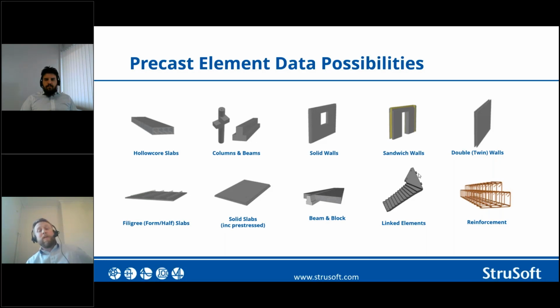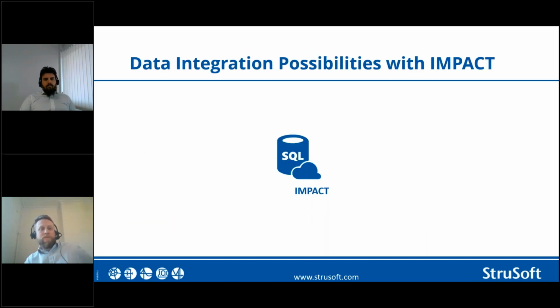But anything that isn't defined can still be brought in as what we call a linked element. And a linked element can be anything. It could be architectural cladding. It could be something like steel or in situ concrete. So it opens up possibilities to do more with Impact than just the elements.